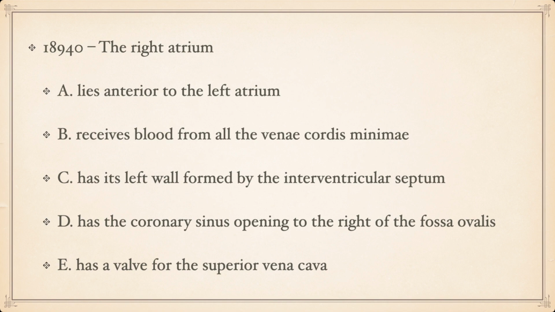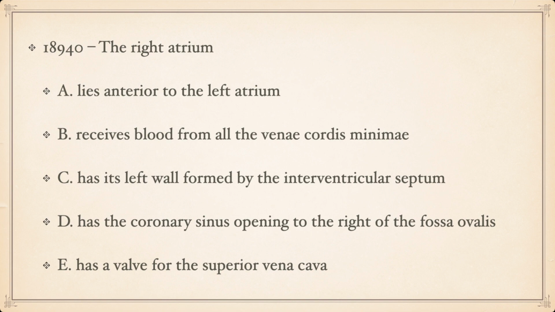And the answer to that one is A. So this again highlights what we were saying about the relation between the right and the left atrium. They are AP structures, and so it does lie anterior. B, it receives blood from all the venae cordis minimi. Well, venae cordis minimi drain into every chamber of the heart, so that's not correct.